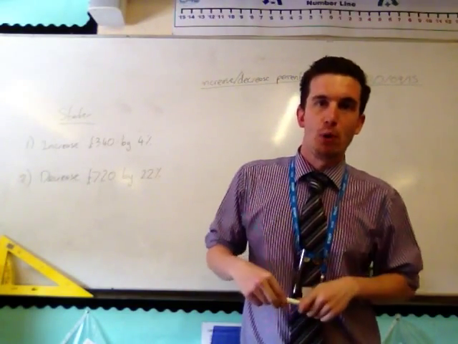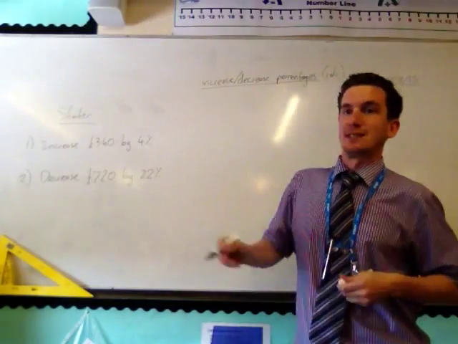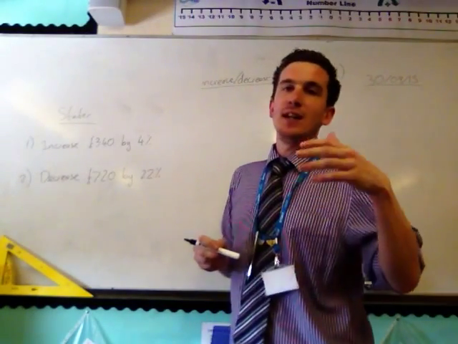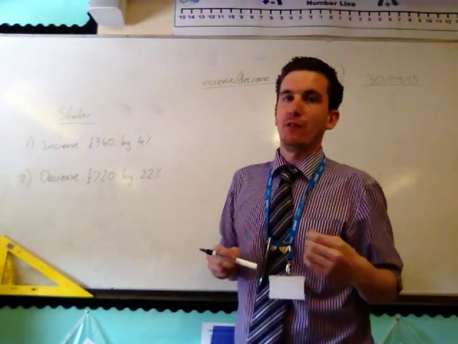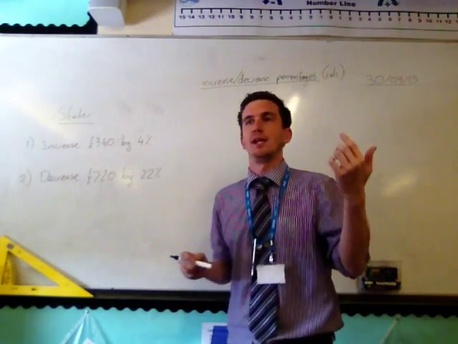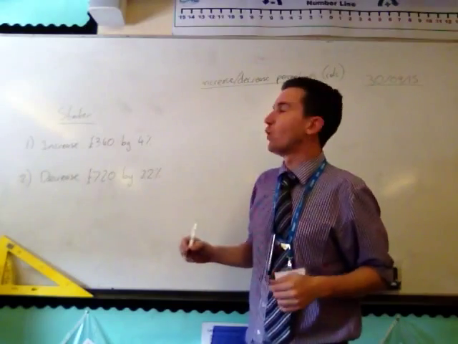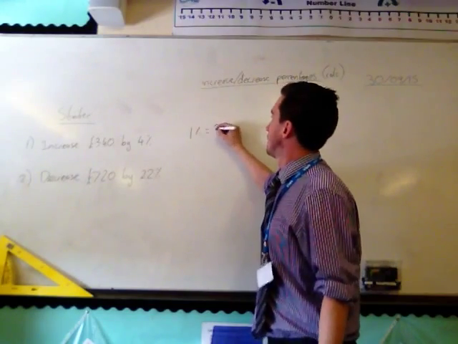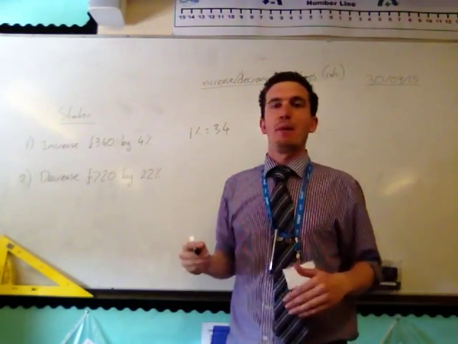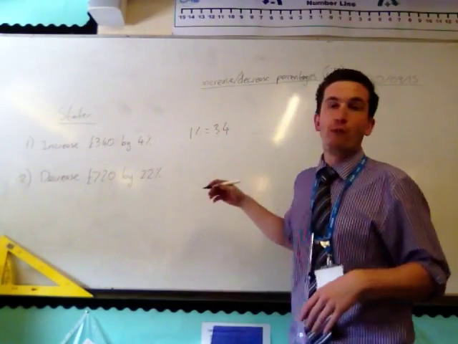Alright, so hopefully I've been paused. Let's have a look at these answers. If I'm increasing by 4%, the first thing I've got to do is get that 1%. So 1% of 340 is 3.4, divide by 100. Okay? So I need 4 of those.